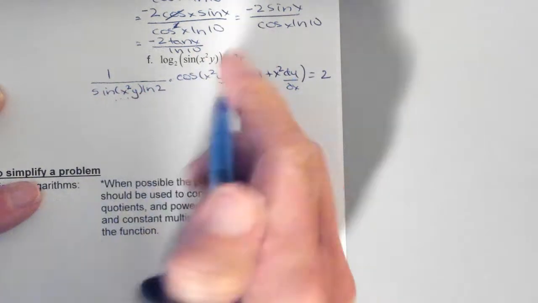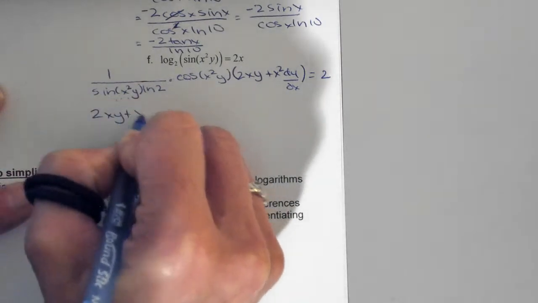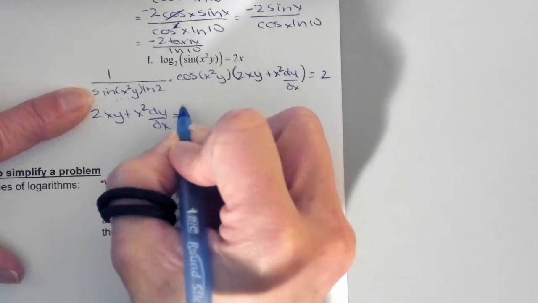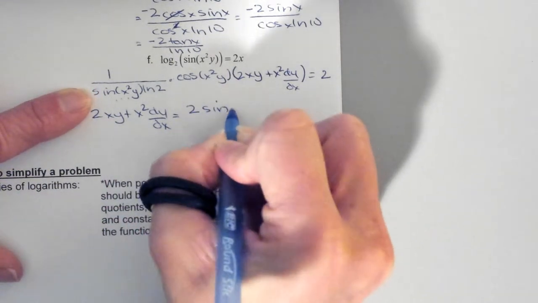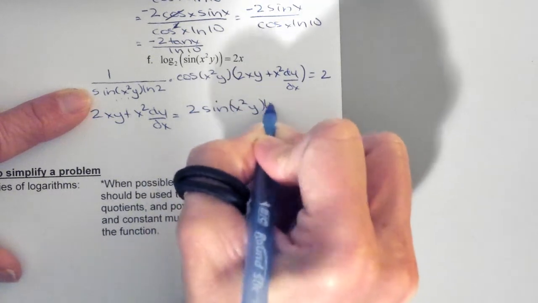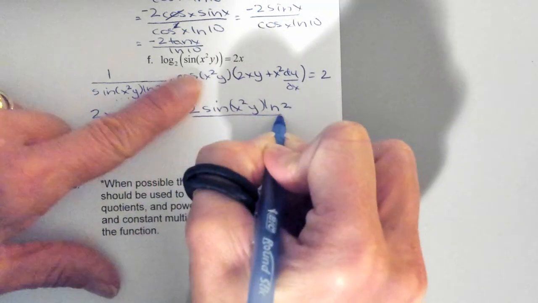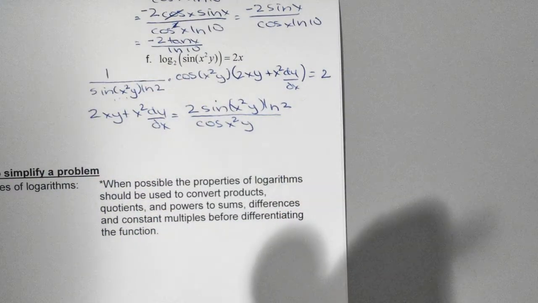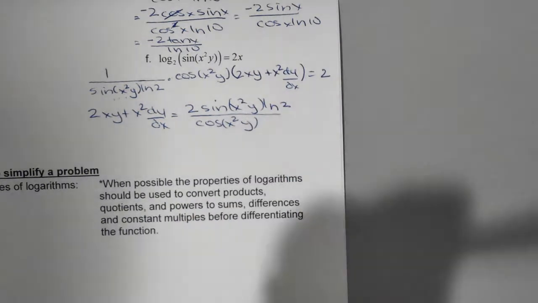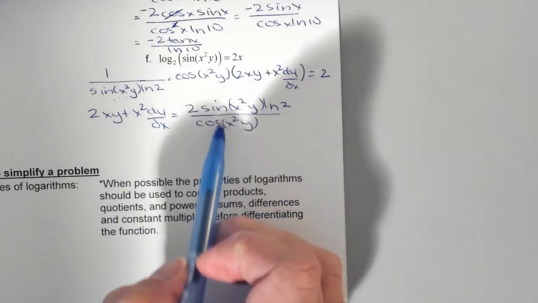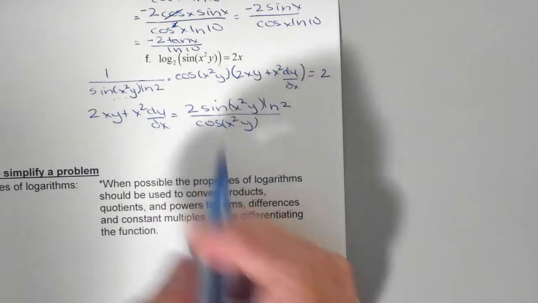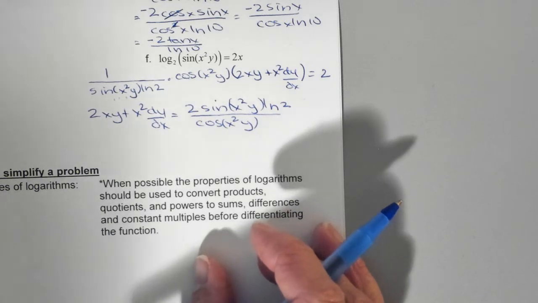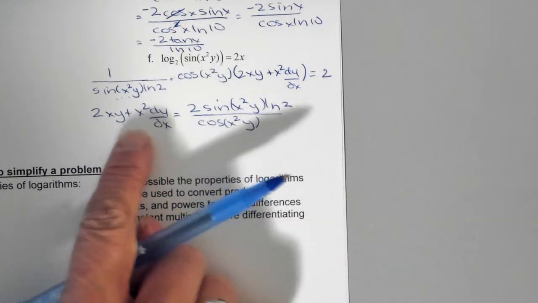So what we have is this still left. This is 2xy plus x squared dy dx is equal to, so this becomes 2 sine x squared y natural log of 2 over cosine x squared y. What is that? What could that be? Yeah, tangent. So we could simplify that even more if we wanted. But if you don't see it, is that okay? Totally. All right, now this looks a little bit easier to start moving around.